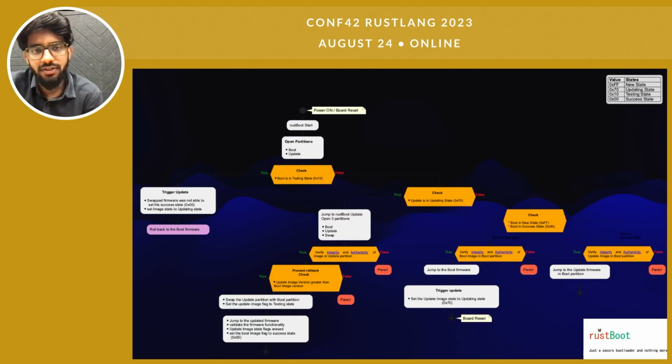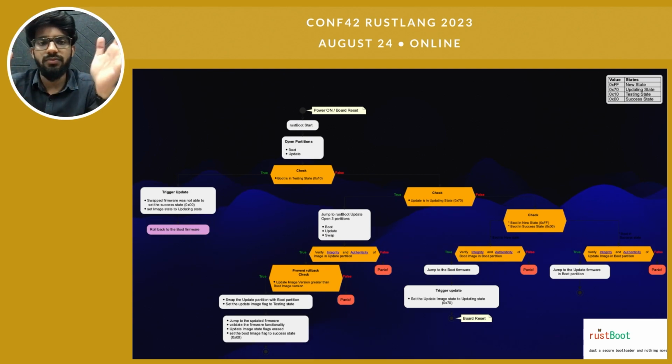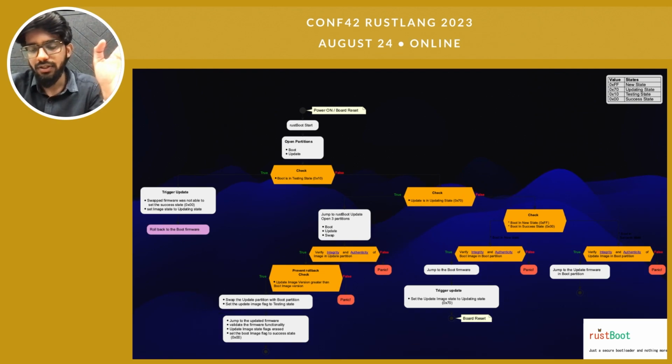So let's go into the flow chart. Whenever the bootloader starts, it's going to open the partitions. Initially it will be false, which means it's only the boot partition. Then go and check for any update. If it is not there, false, then go boot in the new state. Then again check it, then verify the integrity and authenticity. If it is false, then panic. Or if it is true, then update available. Then jump to Rustboot, open all partitions, then verify authenticity and integrity. If it is false, panic again.